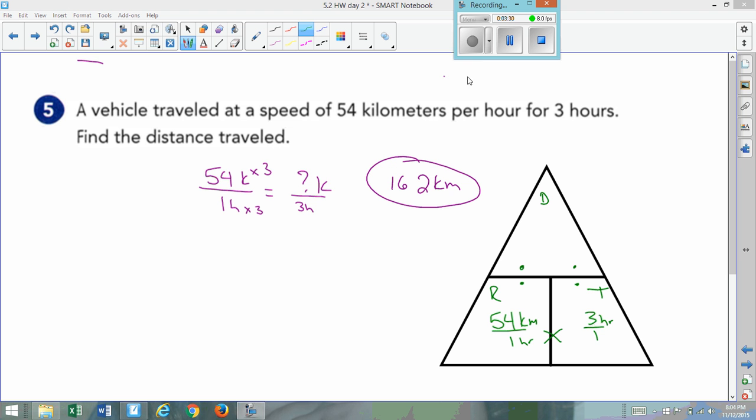Okay, so I know that I just skipped back to slide number 5, but I wanted to show you how a dirt pyramid would work on this one. The rate is 54 kilometers per 1 hour. The time is 3 hours. So we would multiply 54 times 3 hours, and we get a total distance of 162 kilometers. I wanted you guys to see that because it works both ways. It works out nicely for this problem, and it actually helps us on some of the other ones too.